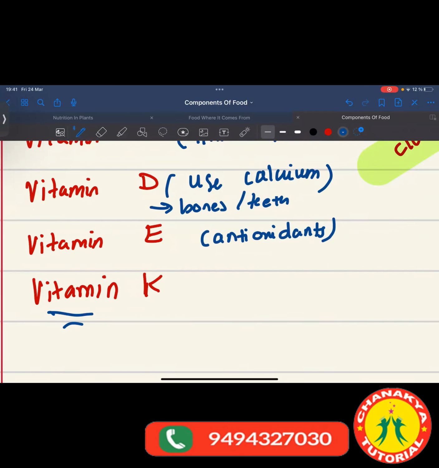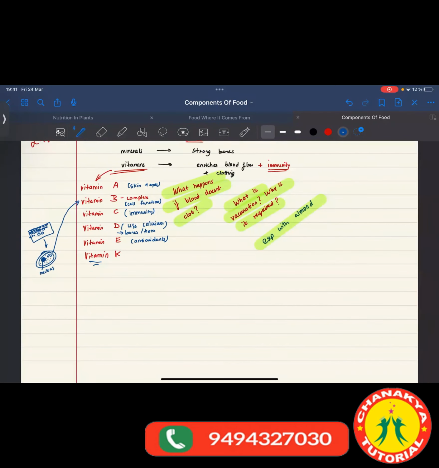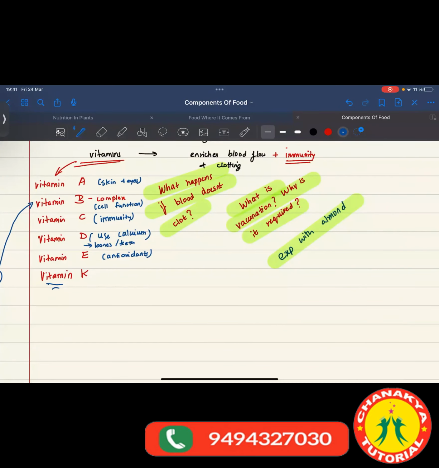And it mainly helps in blood clotting. This blood clotting is carried out by vitamin K. So know why blood clotting is required, and you will know how very important vitamin K is. I hope this much is clear. Any doubts so far?